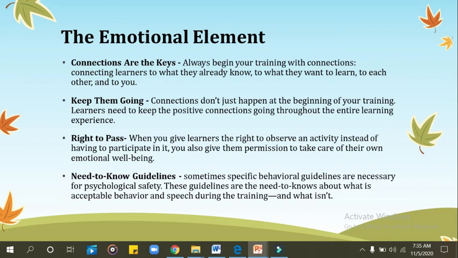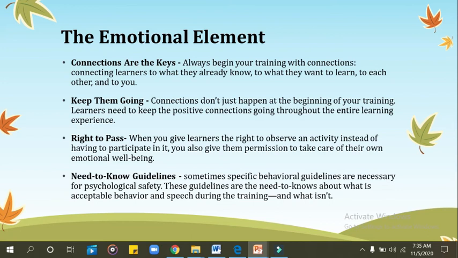Then we have keep them going. Connections don't just happen at the beginning of the training. The learners need to keep the positive connections going throughout the entire learning process. Then we have right to pass. When you give learners the right to observe an activity instead of having to participate in it, you also give them permission to take care of their own emotional well-being.